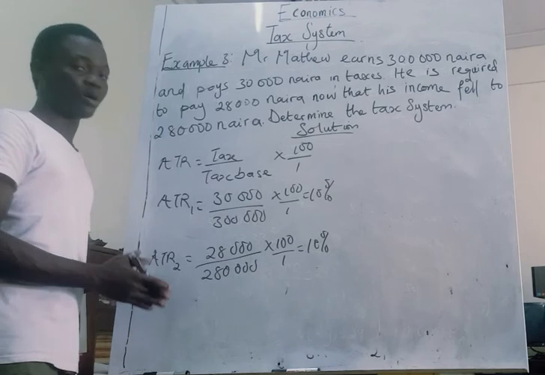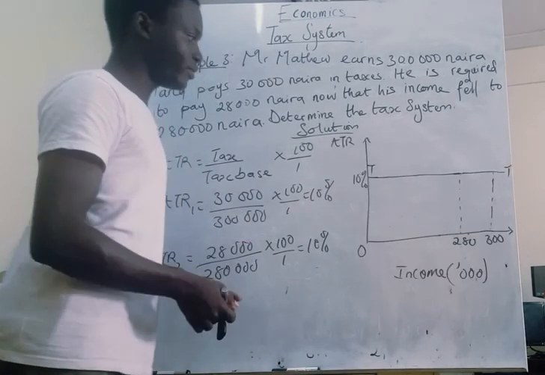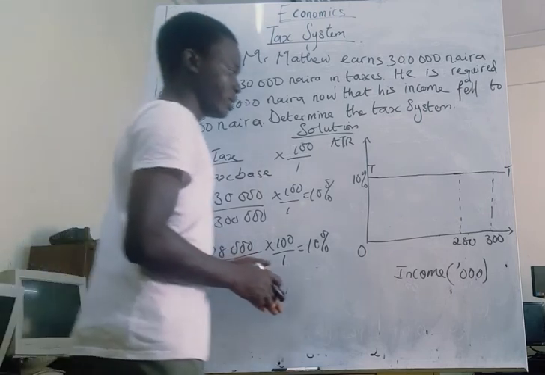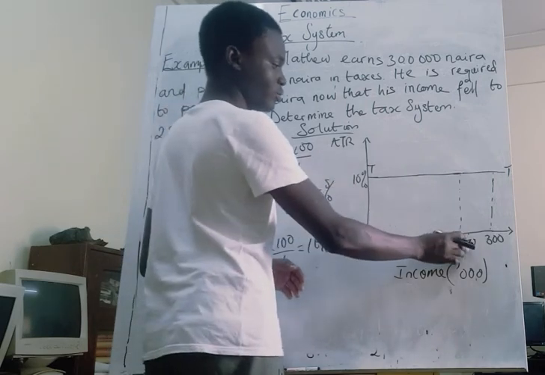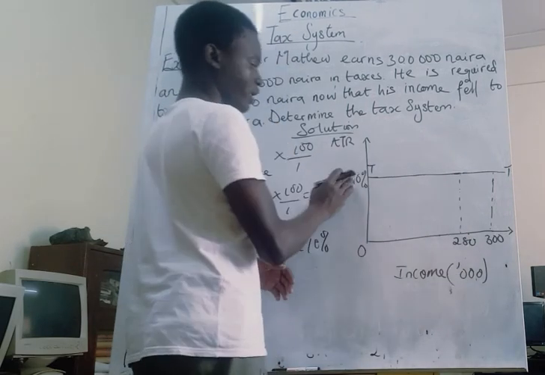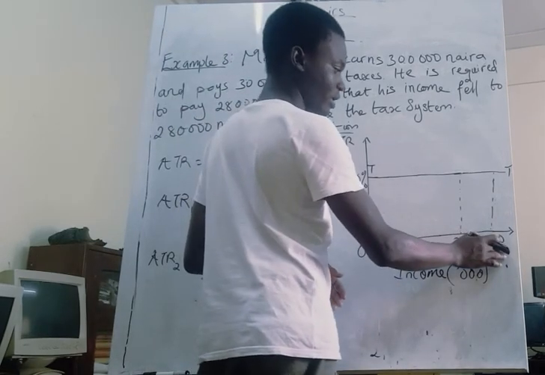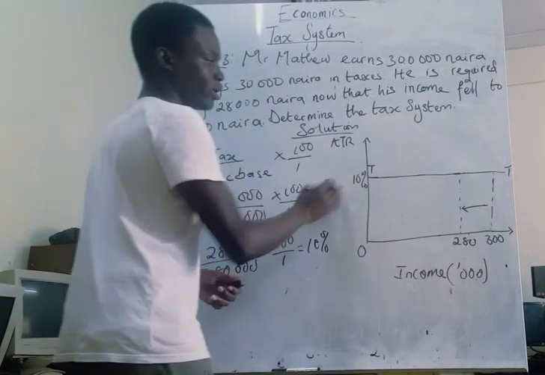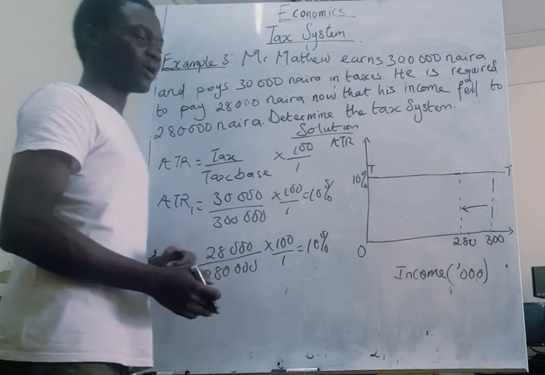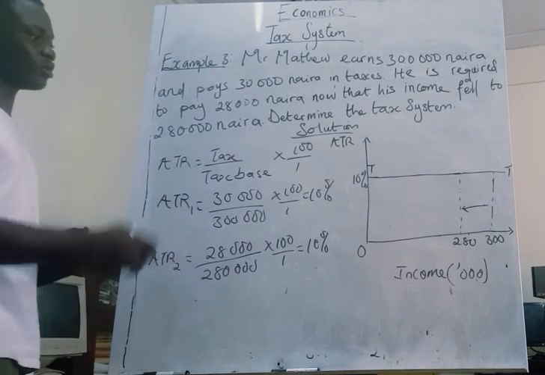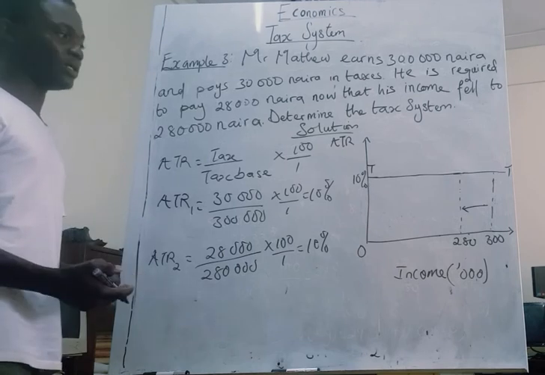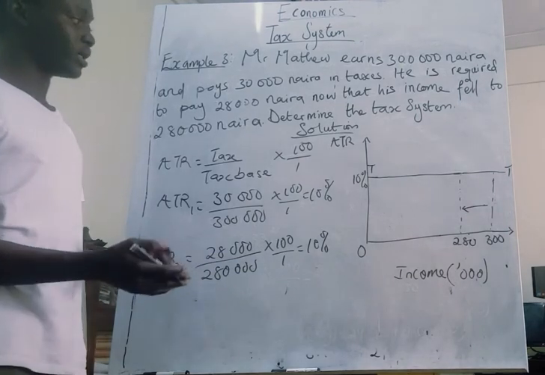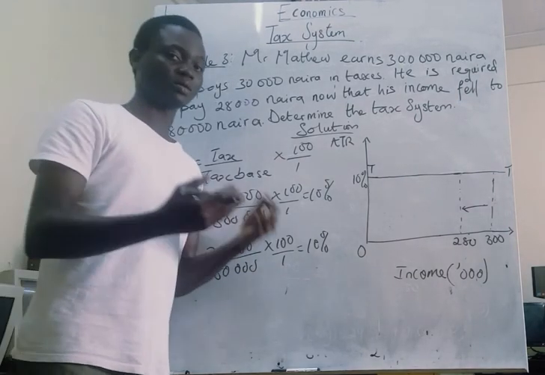Now let's depict this on a graph. Here we go. We have a perfectly horizontal curve to denote the proportional tax system. This is what we have at 280,000 naira. This is income measured in thousands. It was paying 10%, and then at 300,000 naira it was as well paying 10%. Because the curve is perfectly horizontal, we say that the tax system here is proportional. That is, irrespective of the income that Mr. Matthew earns, he still gets to pay the same average tax rate.